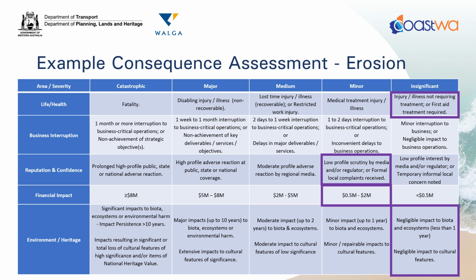It's a single house. So when we're looking at all of this and we've done our assessment across each of the different categories, we would say that in this situation we'd end up with a minor consequence rating because there are two things that have been ranked as minor.